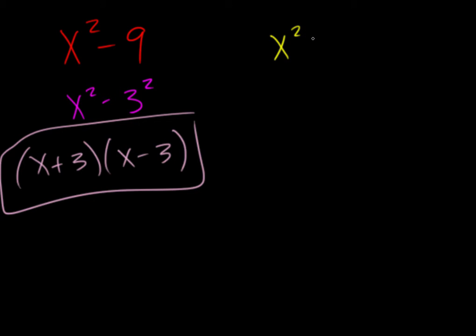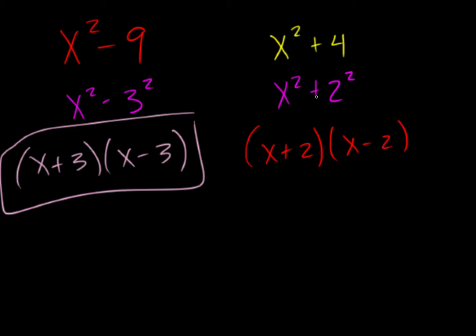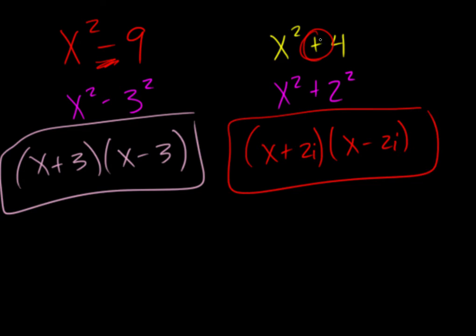So for example, if we have x squared plus 4, we're going to think of it as x squared plus 2 squared. And we're going to make that same pattern, add them together, subtract them. The only difference is if there's a plus sign instead of a minus sign, we have to do 2i, 2i. So that's the only difference with this method. If it's a plus sign, you have to put i's in there.